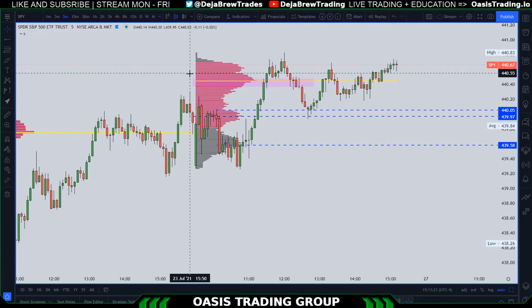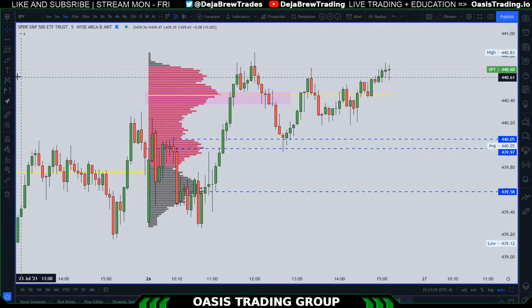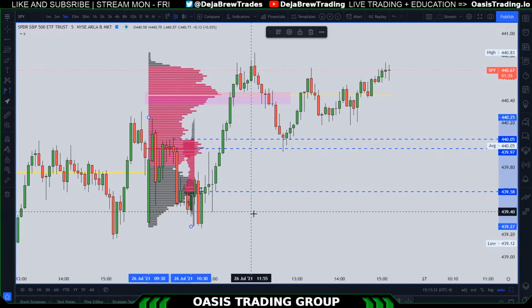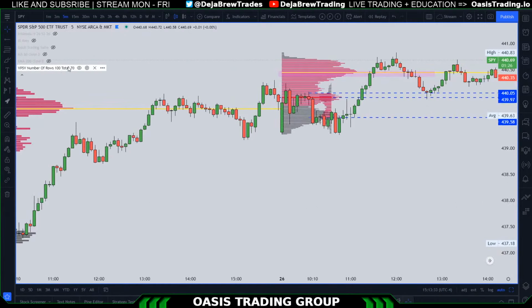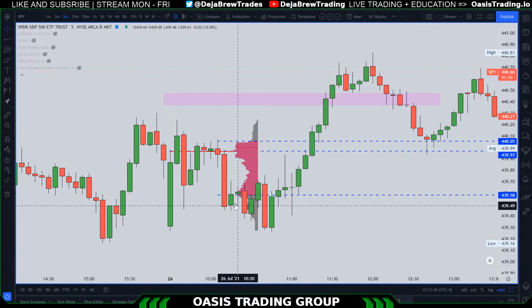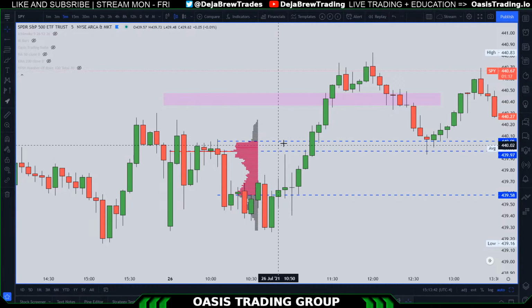And now look at what our profile looks like. So let's actually compare this. This is the first hour of the day. Let me hide this one. This is the first hour of the day. That's what the profile looks like. It's kind of balanced. Not really any direction. And then you broke out of that, so you were slightly bullish.